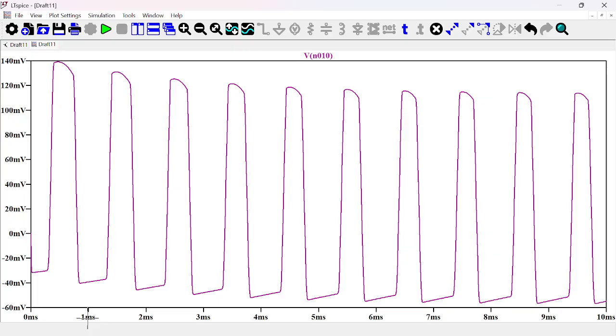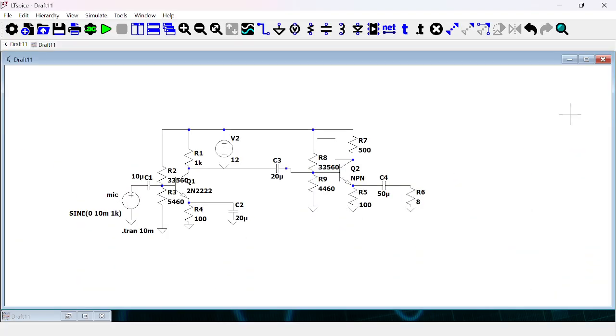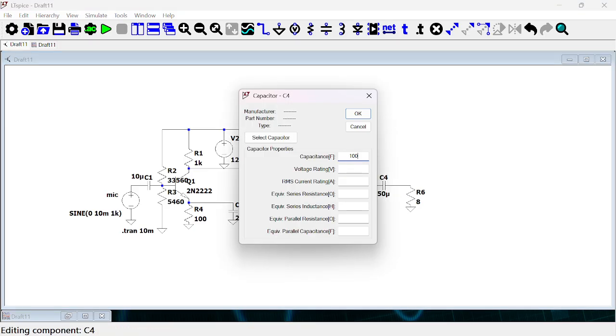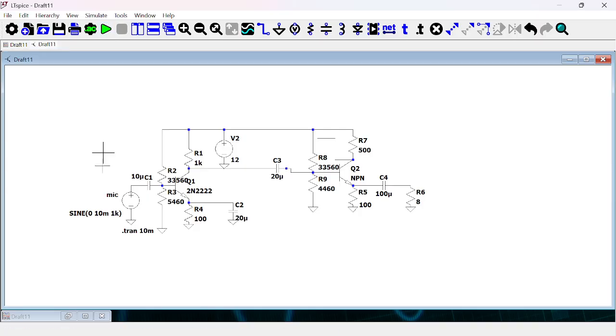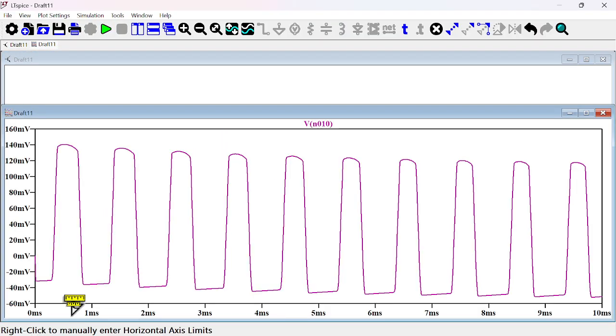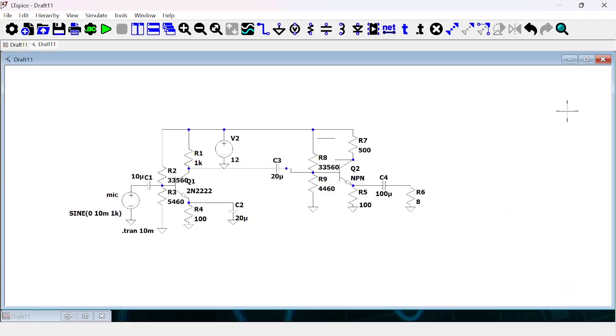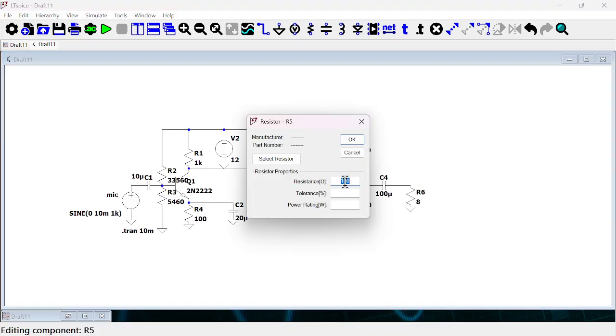Okay, so at the right frequency to 100 micro. Okay, our clipping. So the issue is with the biasing and the capacitance values that I have. So a slight increase in the feedback correction.